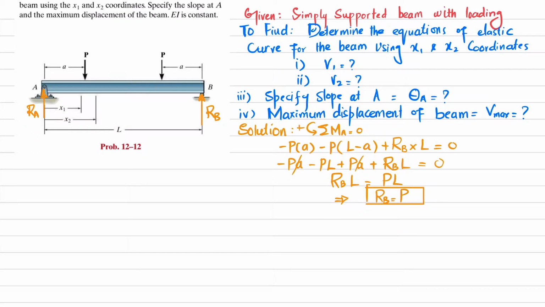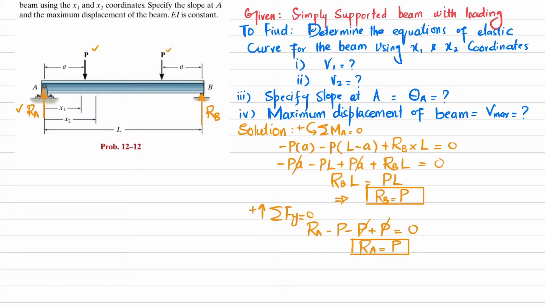Now you can find RA by using another equation of equilibrium: the sum of all forces along the y direction is equal to 0, with upward force taken as positive. The first force is RA, which is upward. The second force is minus P, the third force is also minus P because they are downward, plus RB, which is plus P, equal to 0. This will cancel with this, and we get RA is also equal to P. Now you have both RA and RB.